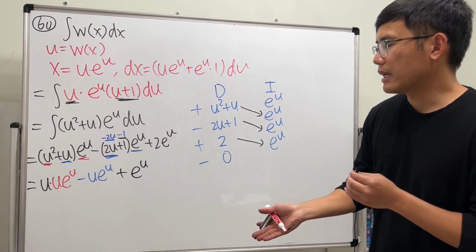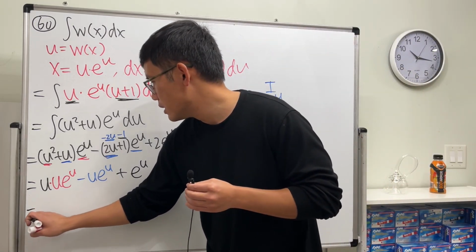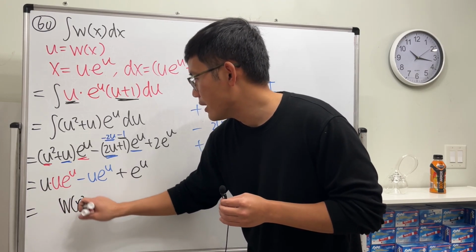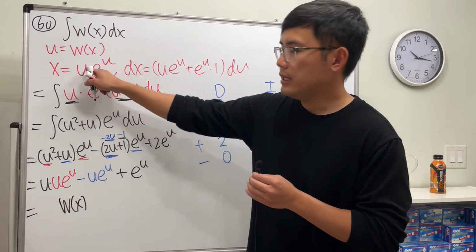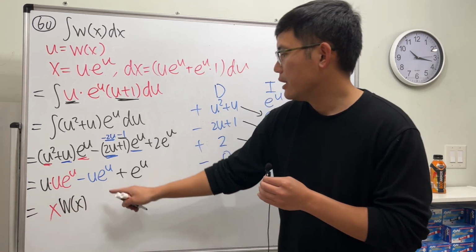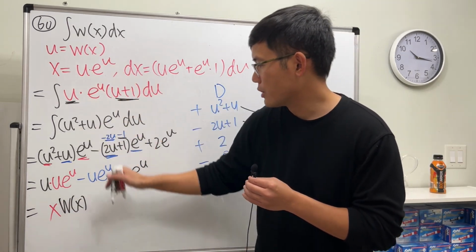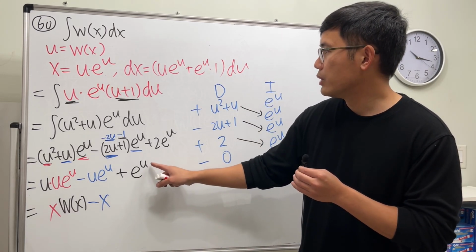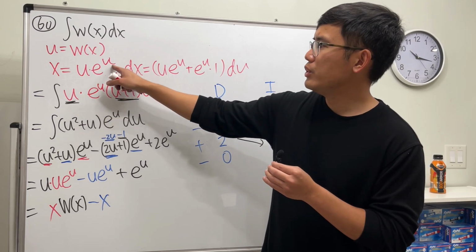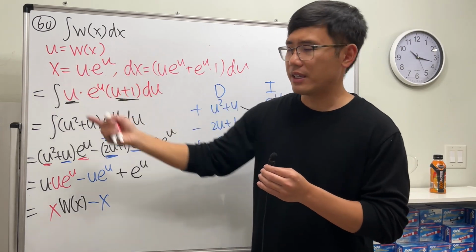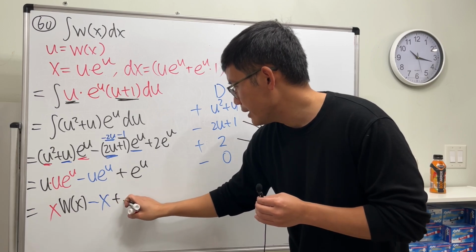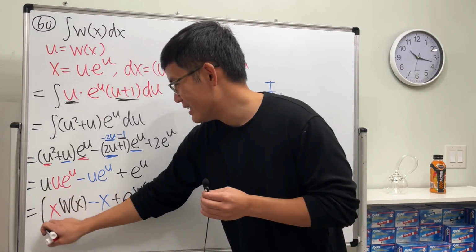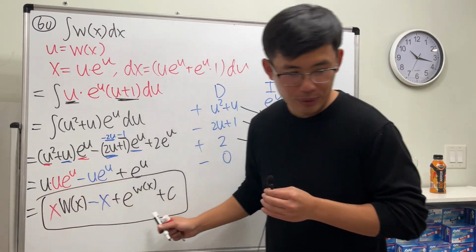And the reason I put it down like this is because u is W of x. u e to the u is x. So we have a minus x. And lastly, we have e to the u. u is W of x, so I'll just write it as plus e to the W of x. Just like that. Crazy stuff, isn't it? I will leave the answer like that.